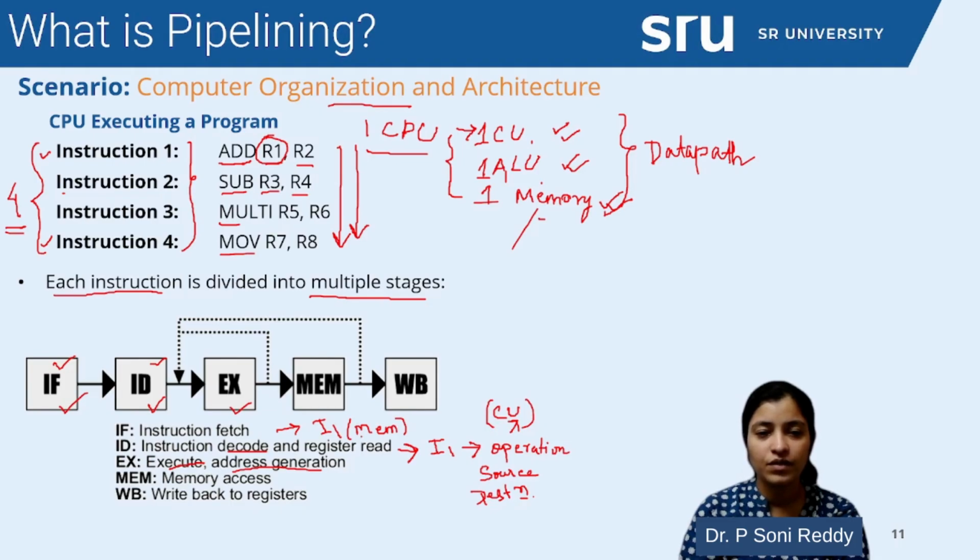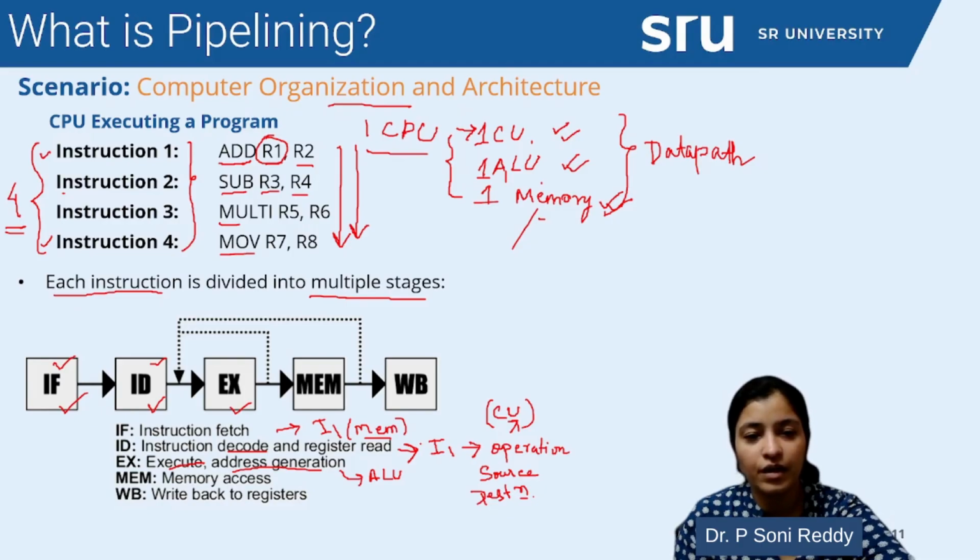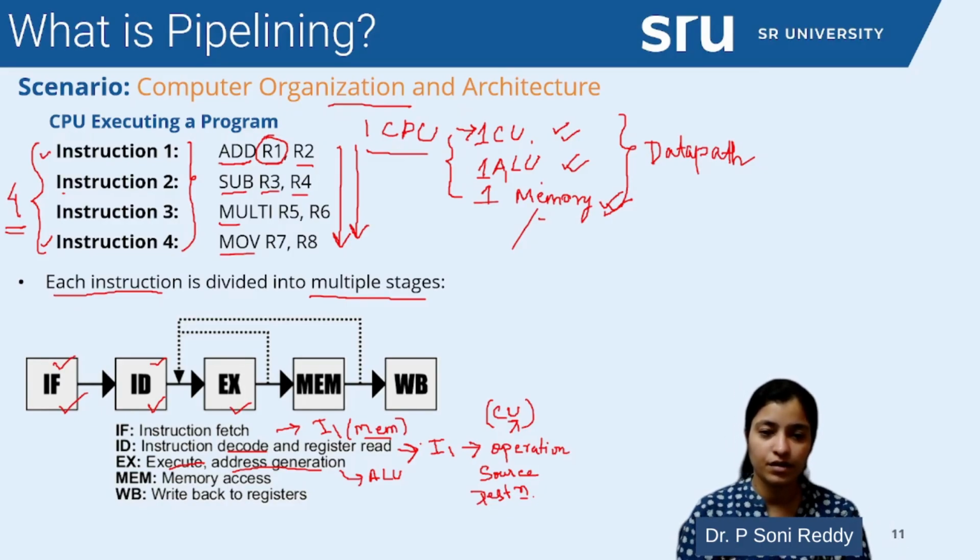So reading, we are doing it from memory. That means the fetch cycle, we are doing it from memory. Decoding, we are doing it from the control unit, and the execution we are doing with the help of ALU. So in this step, what we are doing is dividing the main task into subtasks, each instruction into subtasks.